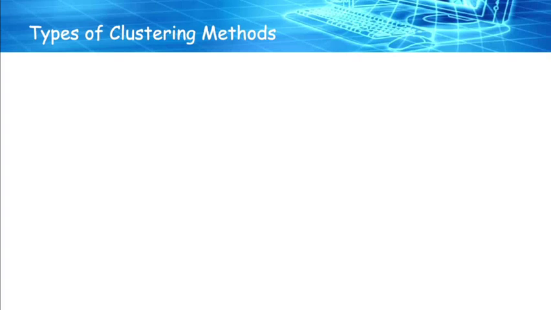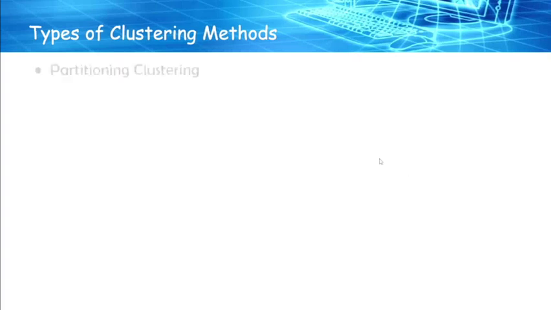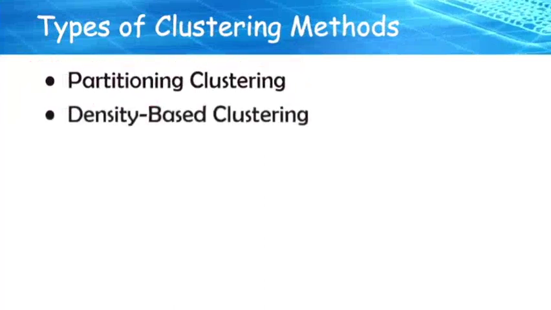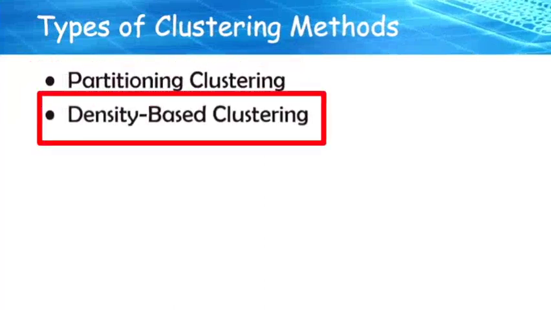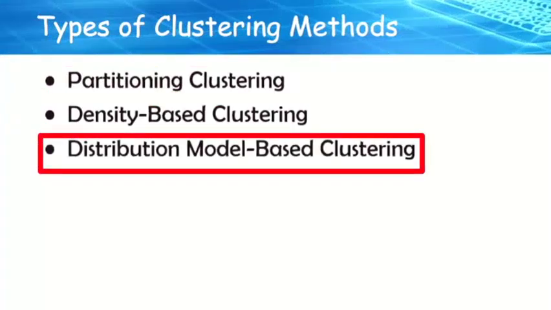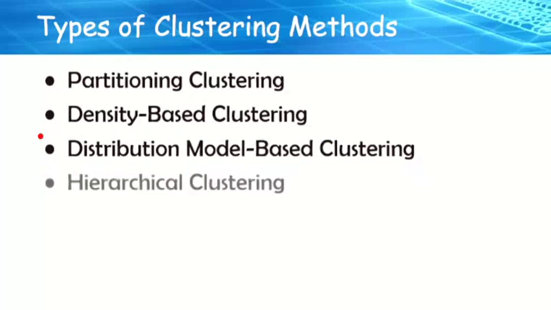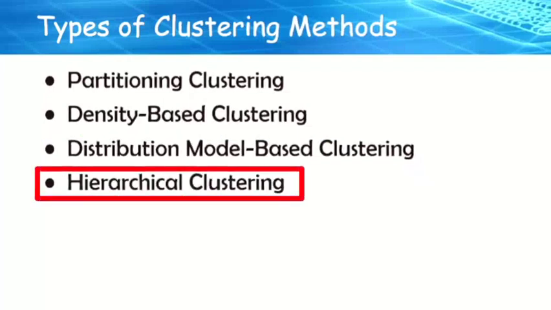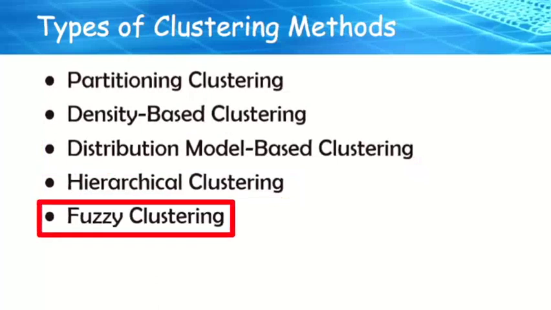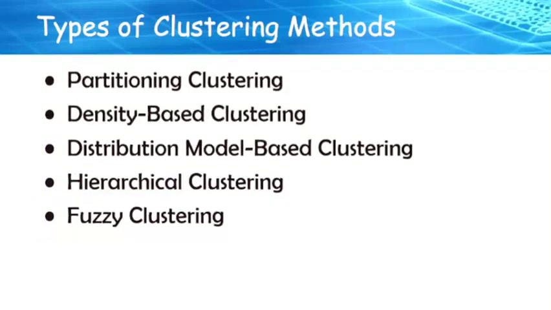We'll discuss an overview of a few famous ones, and also we'll deep dive into a couple of them in the upcoming videos. So first thing is partition clustering. Then we have density based clustering, which I'll explain in detail in a minute. Then we have distribution model based clustering, hierarchical clustering, and finally fuzzy clustering. Okay, so first is partition clustering.